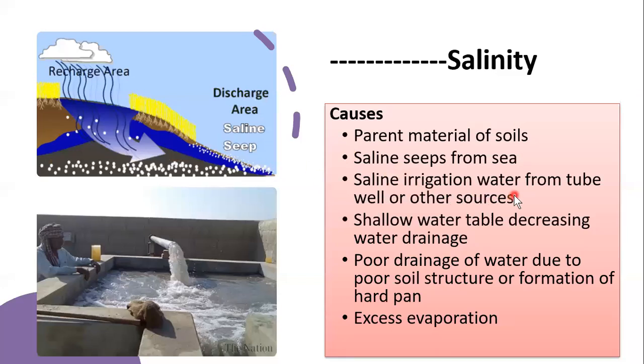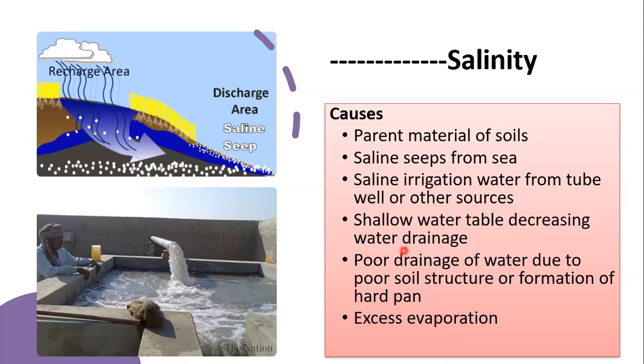Then saline irrigation water from tube wells. If we have water shortage, as we have nowadays, then that can also cause salinity because we are using poor quality water, which already has a high concentration of salts. Shallow water table, decreasing water drainage.